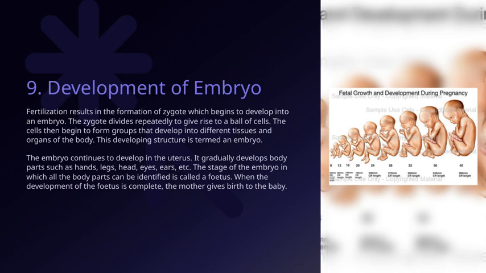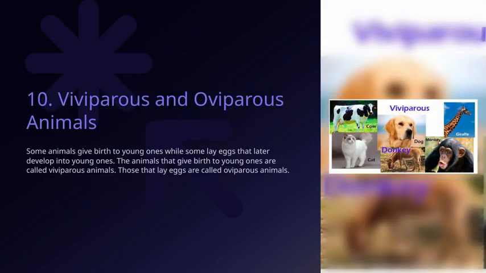As the embryo grows inside the mother's uterus, it gradually begins to take on more recognizable body parts, things like hands, legs, the head, eyes, and ears. At this stage, where all these parts can be identified clearly, we refer to the developing baby as a fetus. When the fetus has fully developed and is ready for life outside the womb, the mother gives birth to the baby. So, from a single fertilized cell to a fully formed baby, this process highlights the incredible journey of human development.